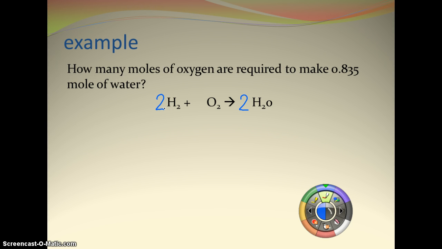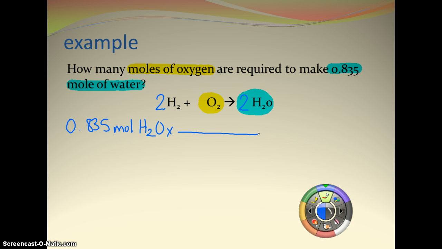Okay, let's look at what we're given and what we're starting with. So we are starting with 0.835 mole of water, and we are trying to find moles of oxygen. So the only things we're going to be using in this problem are the oxygen and the water. So we're going to write down what we have been given. We have 0.835 mole water. What are we trying to find? We're trying to find mole of oxygen.